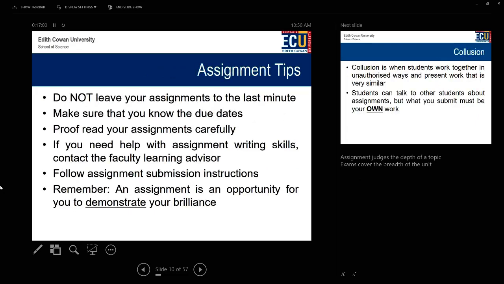The tips that I can give you at this moment about the assignment is, do not leave your assignment to the last minute. Make sure that you know the due dates. Your due date for your first online test is 18th March before 2 p.m. Your due date for your first report assignment is 7th of April before 2 p.m. Monday.